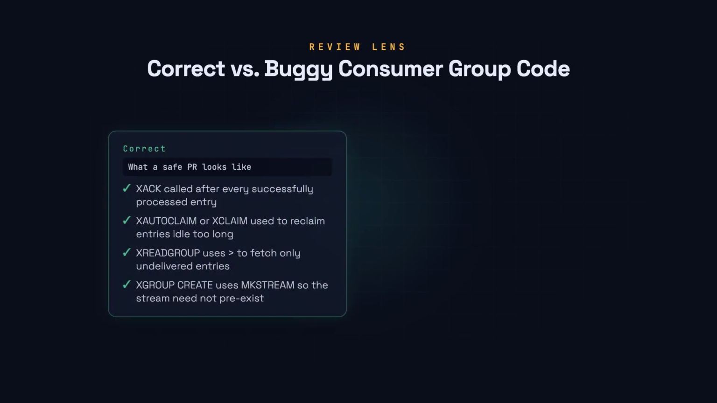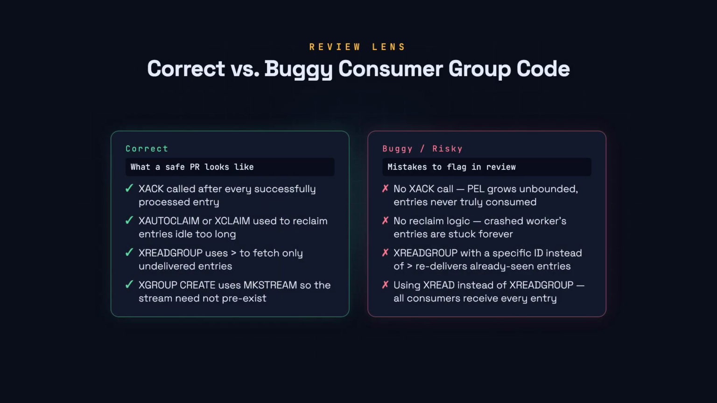When reviewing a pull request, check that every code path calls XACK, that there is a reclaim loop for idle pending entries, and that XREADGROUP uses the greater than cursor, not XREAD, which fans out to everyone.